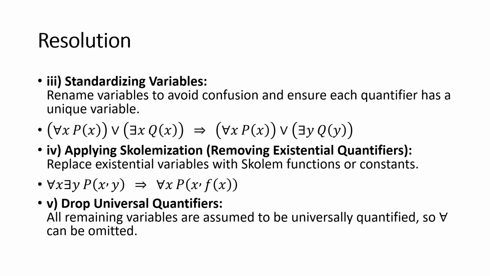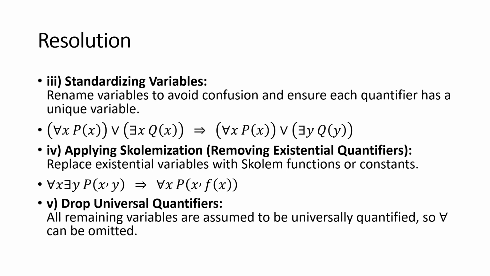So what does standardizing variables mean? We have a statement here: for all x, P of x, and there exists x. Repeatedly we get x as the common variable here, with for all and there exists both using it. So we cannot tell which variable it will finalize.